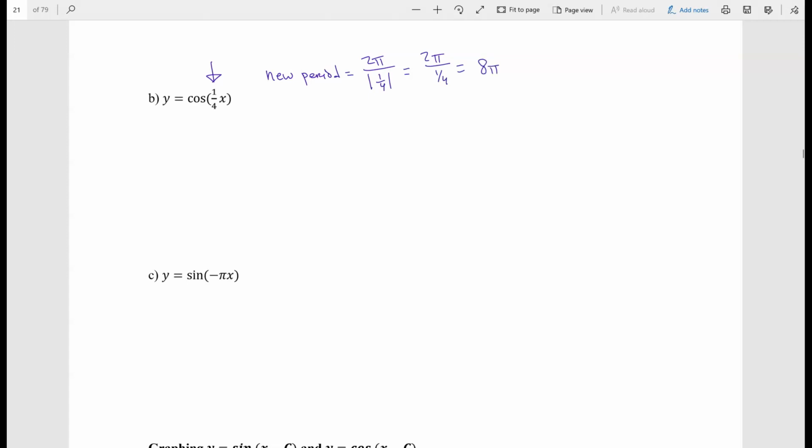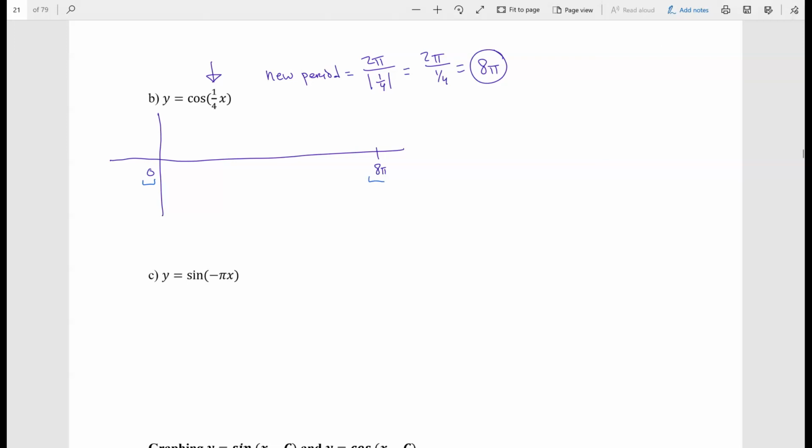Okay, so notice now that this graph is going to complete one full period every 8 pi units, which means that when you have a 1/4 there, you're actually stretching the graph horizontally in the x direction. So the graph itself is going to be between 0 all the way to 8 pi units. Okay. All right, so now you're going to try to find the midpoints. Now this one is not that bad.